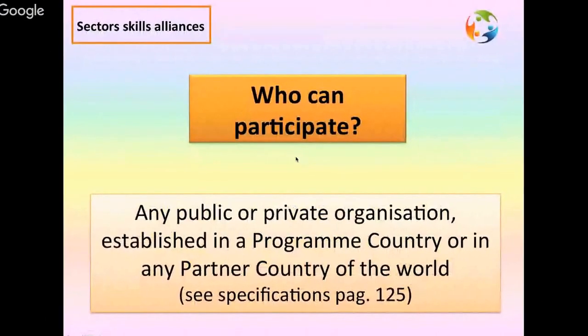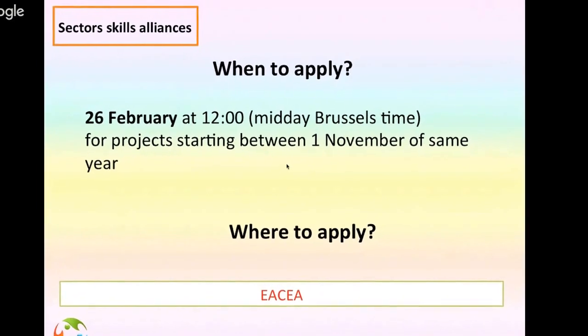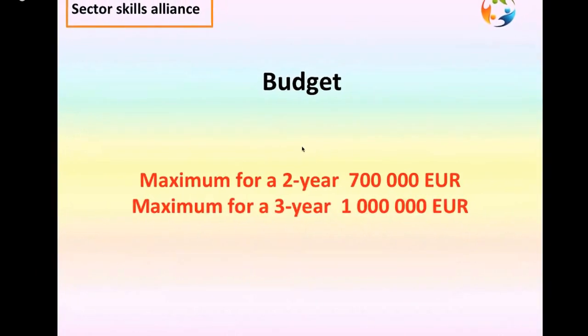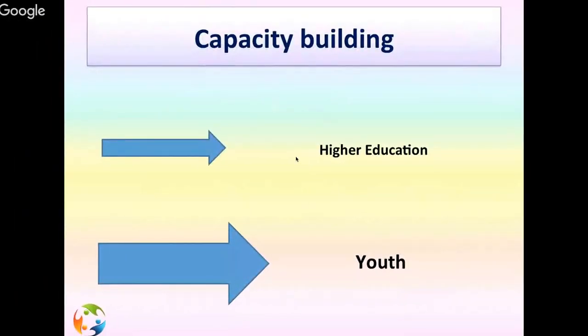The organizations that can take part are the same as before, and also here you have to apply until the 26th of February to the executive agency. The budget is the same as for the knowledge alliance. And then we have the fourth action of the key action 2, which is the capacity building.